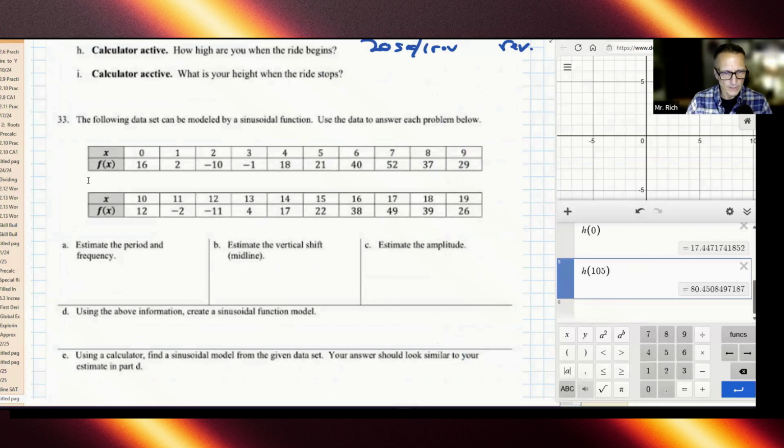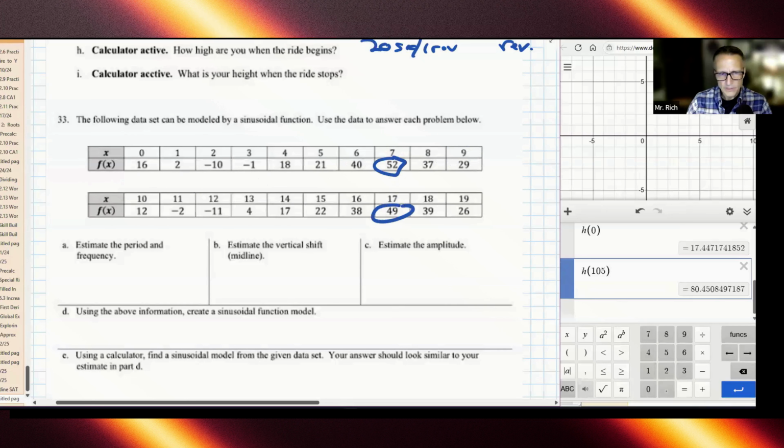Well, to estimate the period, I'm going to find successive maximums. So I'm going to come over left to right. There's my first maximum. Then I'm going to go until, and this table wraps around, right? 9 to 10 to 11. So now I'm going to come around to where my next maximum is. It's right there. So that means the period's 10. 17 minus 7, right? That's the x distance for it to go through one peak to peak. So that would be 10, and then the frequency would be 1/10.